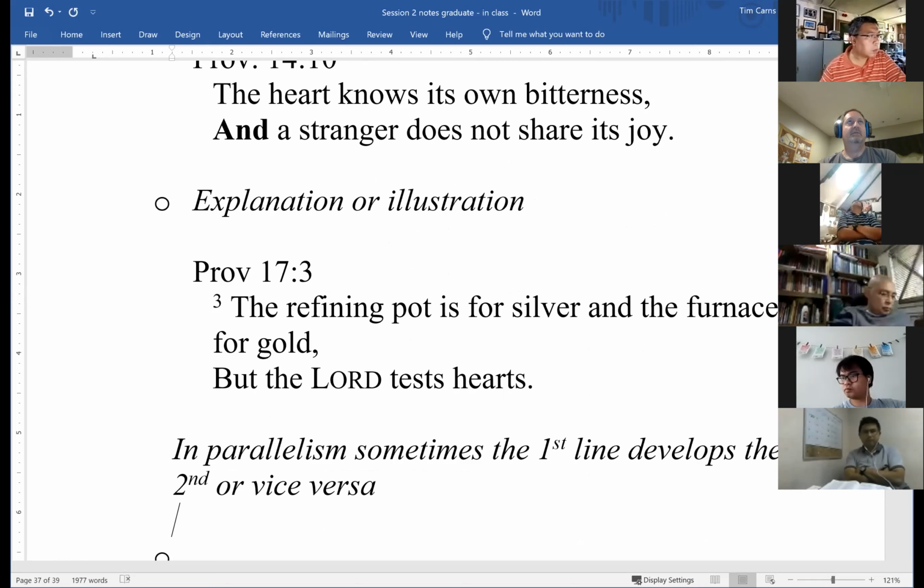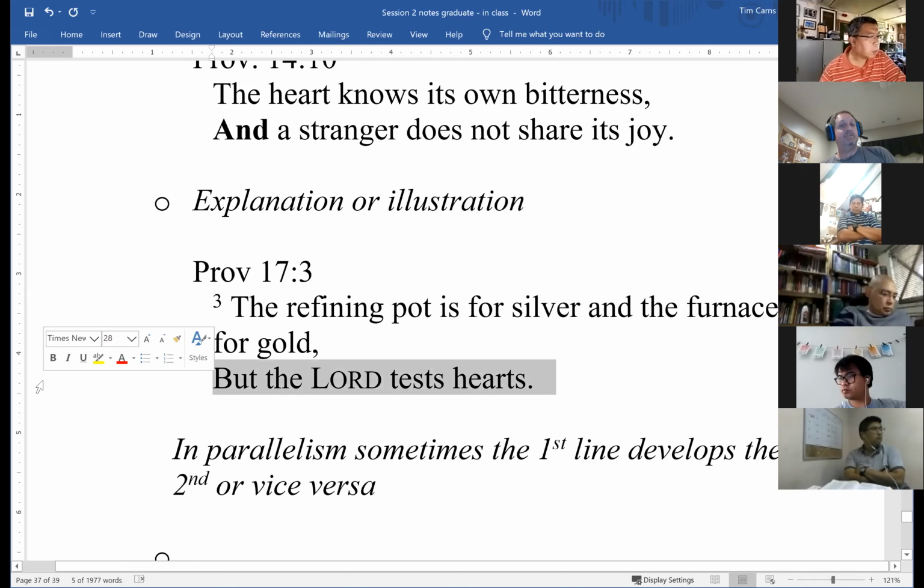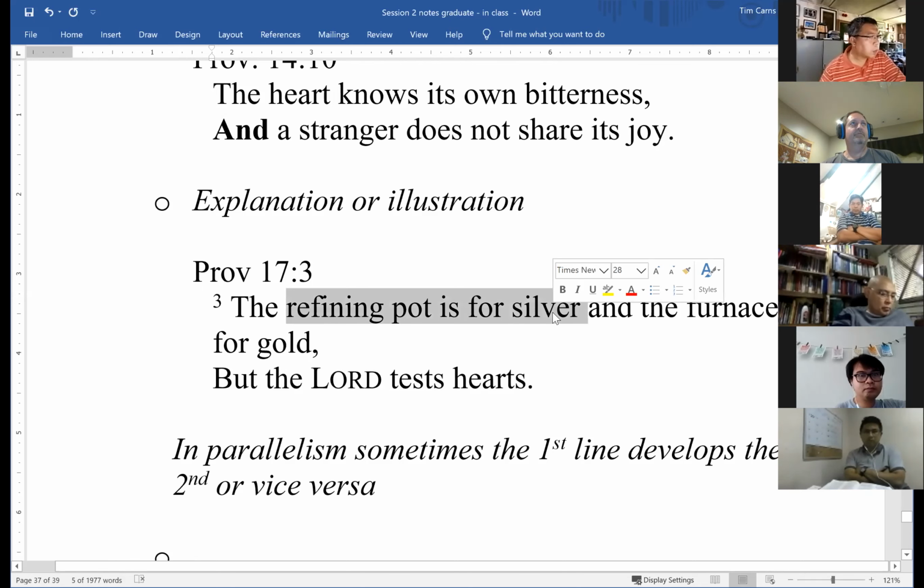You guys see that? So the statement in this verse, this is the theological statement: the Lord tests the hearts. Well, what's an illustration of that? The refining pot, silver in the refining pot, or gold in the furnace. That's an illustration of, in the same way, the Lord tests hearts. Okay?